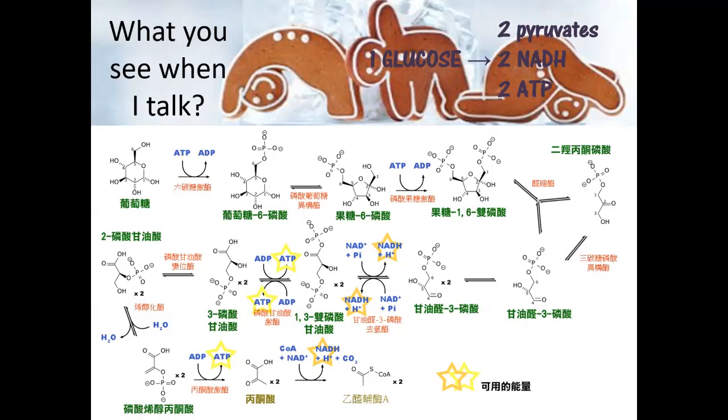And so it's a misrepresentation that you're taught that it only goes here and goes into the Krebs cycle. That's not true, because at this point, once you get to pyruvate, there's 4 possibilities of what can happen.